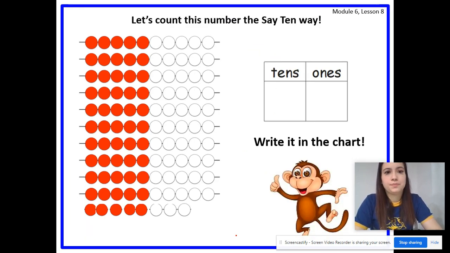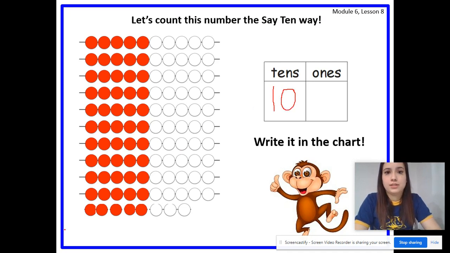Let's continue. Now, let's count this number the say 10 way. Are you ready? Count with me. 1 ten, 2 tens, 3 tens, 4 tens, 5 tens, 6 tens, 7 tens, 8 tens, 9 tens, 10 tens. So how many tens, boys and girls? Yes, 10 tens. So let's write that in my chart.